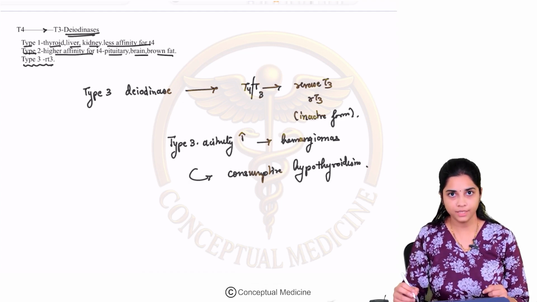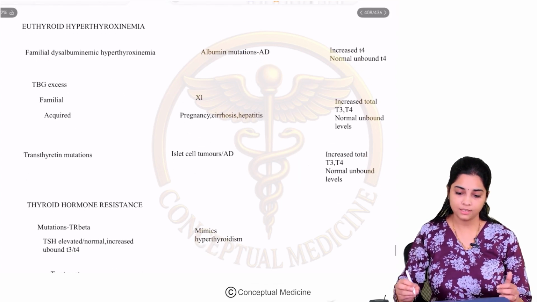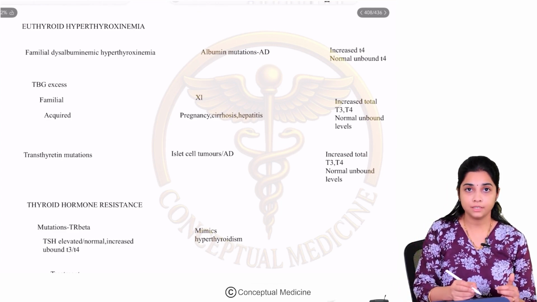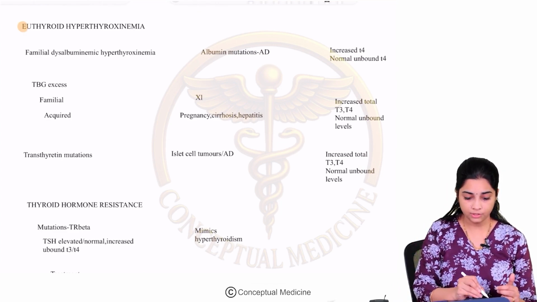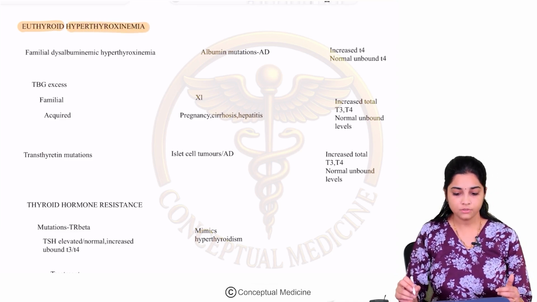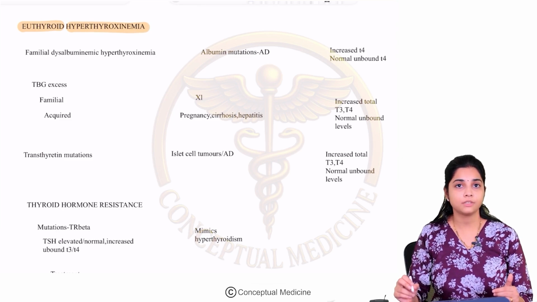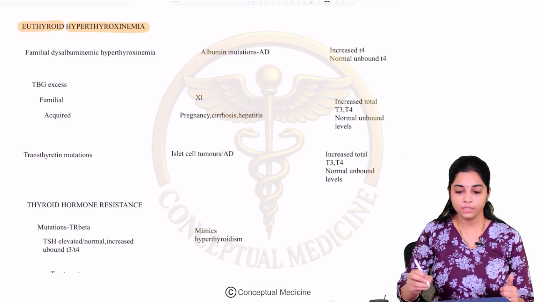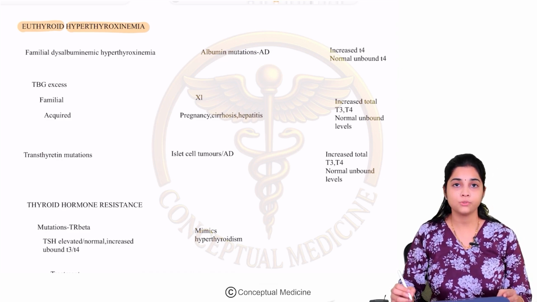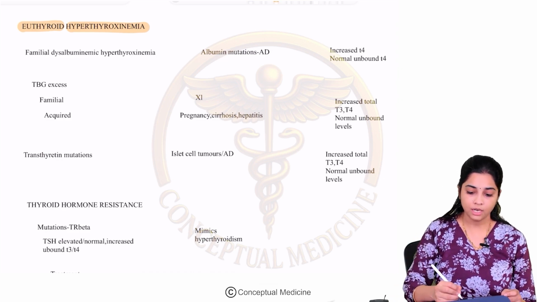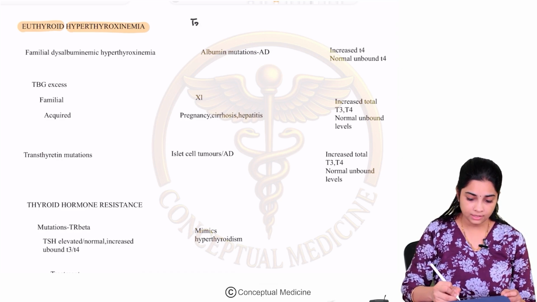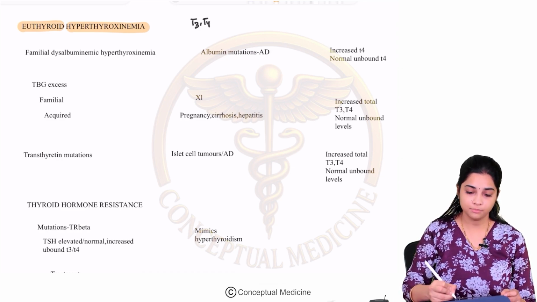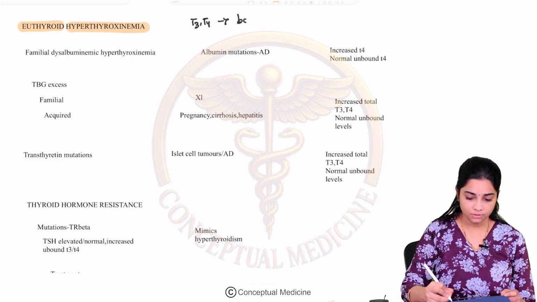Okay. Fine. Now, let us look at another important clinically relevant condition, which is your euthyroid hyperthyroxinemia. Okay. So, what is this condition called euthyroid hyperthyroxinemia? So, in these conditions, I told you that these T3 and T4, when they are released from the thyroid gland, they are bound to proteins.